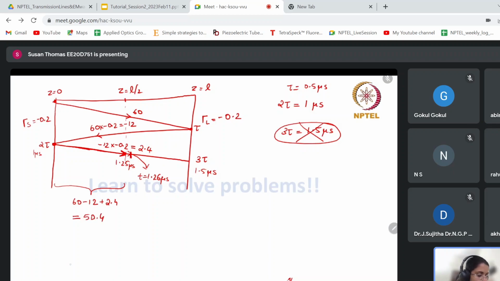But if you see a point after L by 2, that means 3L by 4 and at L, now what is happening? It has not propagated till here. The 2.4 has not propagated. So what will be the total voltage? Only 60 minus 12, which is equal to 48 volt. I hope this is clear now.